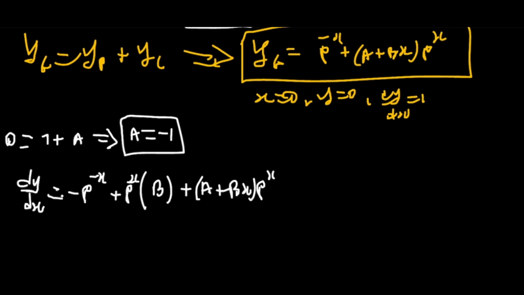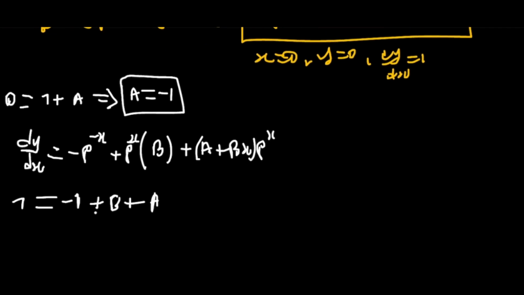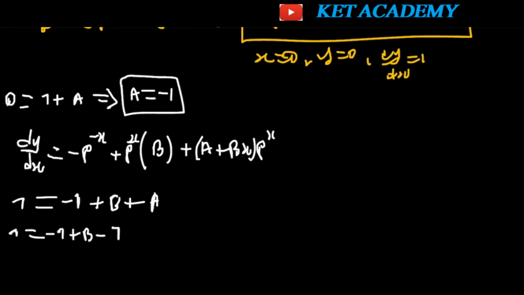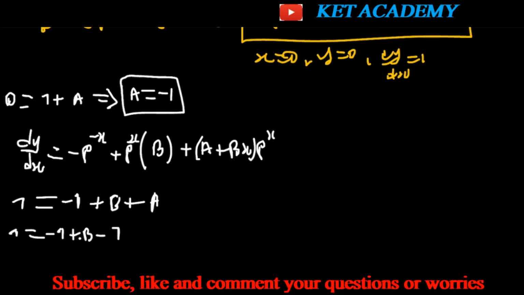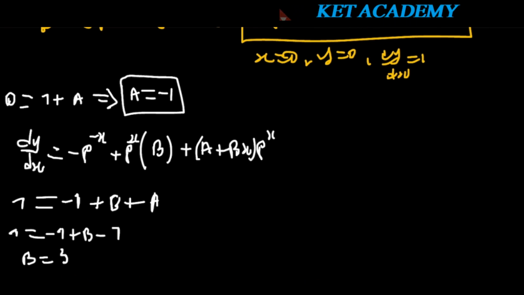So this is the first derivative, and it was equal to 1. So we have 1 here, and since x is 0, we're going to have minus 1. Since x is 0 here also, we are going to have plus b, plus, when we substitute 0, we are going to have a. And we saw that our a is minus 1, so we have 1 equals minus 1 plus b minus 1, so that this will be minus 2. When it goes the other way, it becomes 3. So our b will be equal to 3.